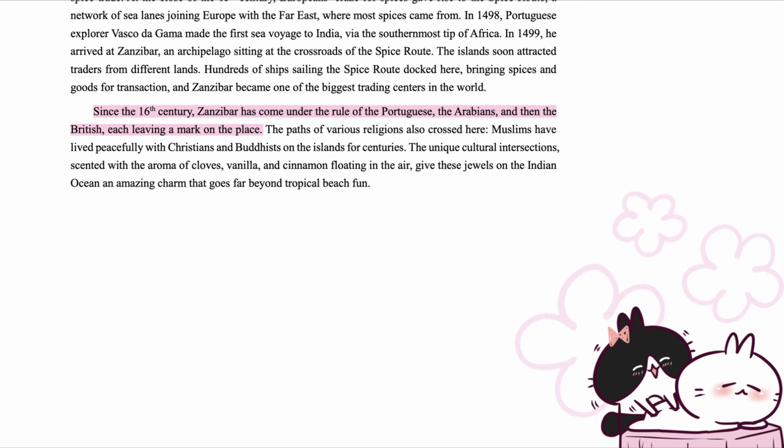Since the 16th century, Zanzibar has come under the rule of the Portuguese, the Arabians, and then the British, each leaving a mark on the place. The paths of various religions also crossed here. Muslims have lived peacefully with Christians and Buddhists on the islands for centuries. The unique cultural intersections, scented with the aroma of cloves, vanilla, and cinnamon floating in the air, give these jewels on the Indian Ocean an amazing charm that goes far beyond tropical beach fun.